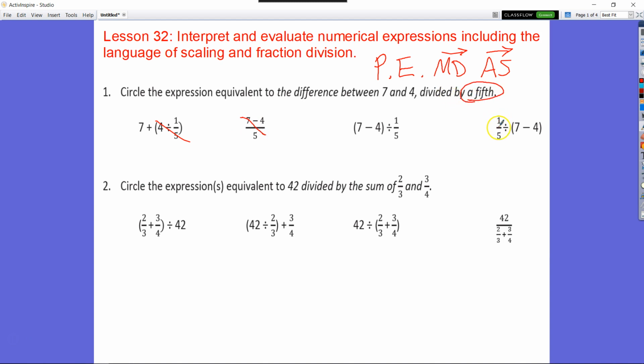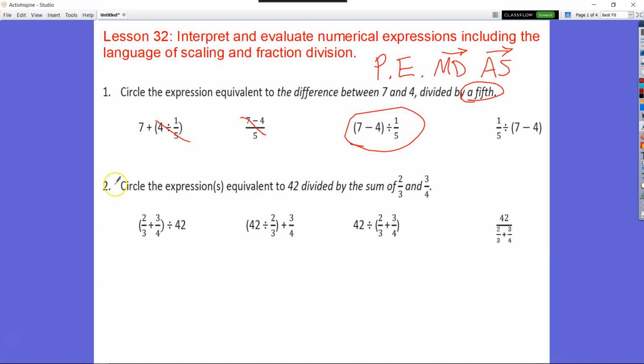And this is a fifth divided by the difference between 7 and 4. So we know that this has to be our answer. And we don't have to solve it. It just wants us to circle it. But we know that this is saying we have to find the difference first, which would be 3 divided by 1/5. All right, let's take a look at this one.